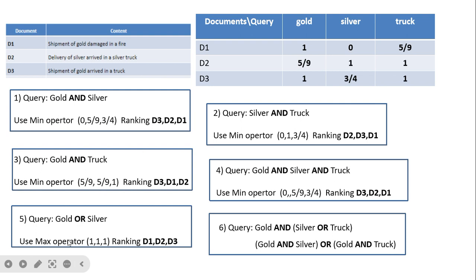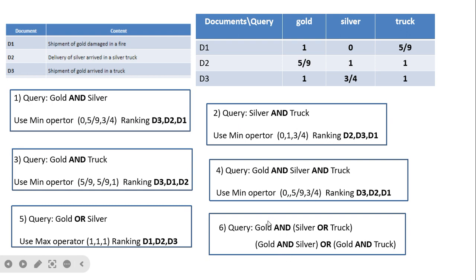So we are using the max operator. So gold or silver, 1 0, maximum value is 1. 5 by 9 1, maximum value is 1. 1 and 3 by 4, maximum value is 1. So here all documents are retrieved because the OR operator is there, and if we check the documents, we can easily find out that gold or silver is present in all three documents. So in this way we are applying.